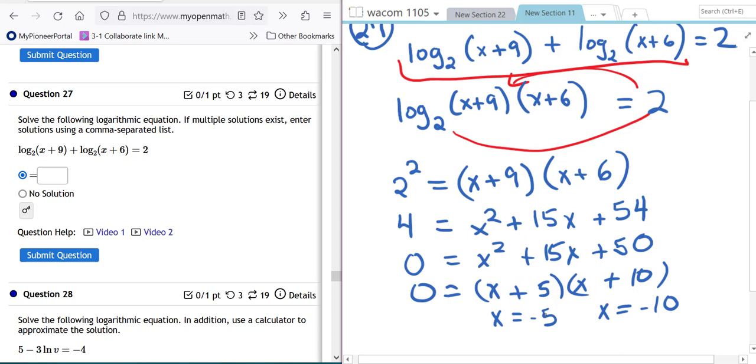When you plug in negative 5, negative 5 plus 9 is okay. 9 minus 5 is 4. And negative 5 plus 6 is okay because that's a positive 1. So negative 5 is okay. Negative 10 is not okay. Negative 10 plus 9 gives you negative 1. Log of negative 1 is not okay. So this one gets thrown out, and your answer is negative 5.